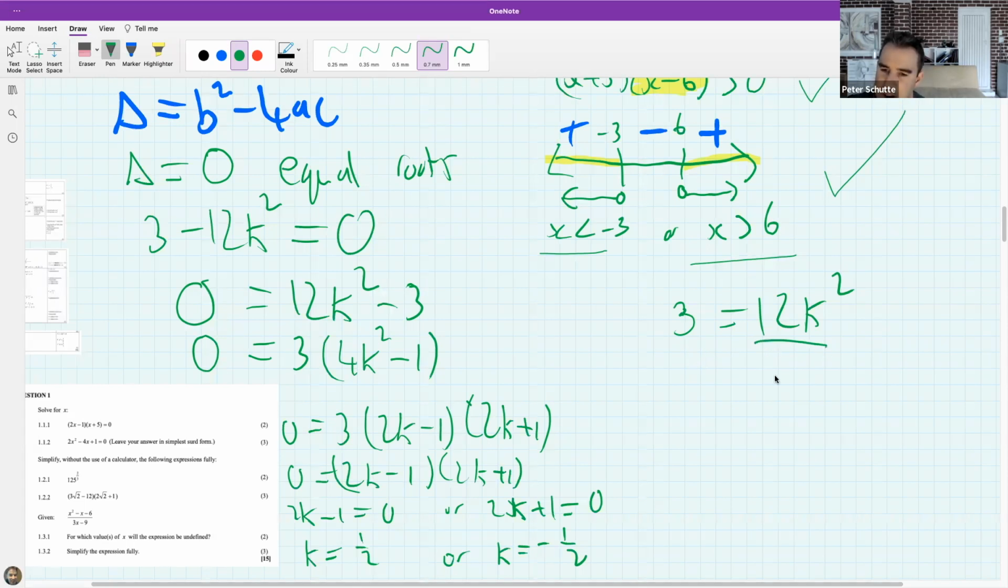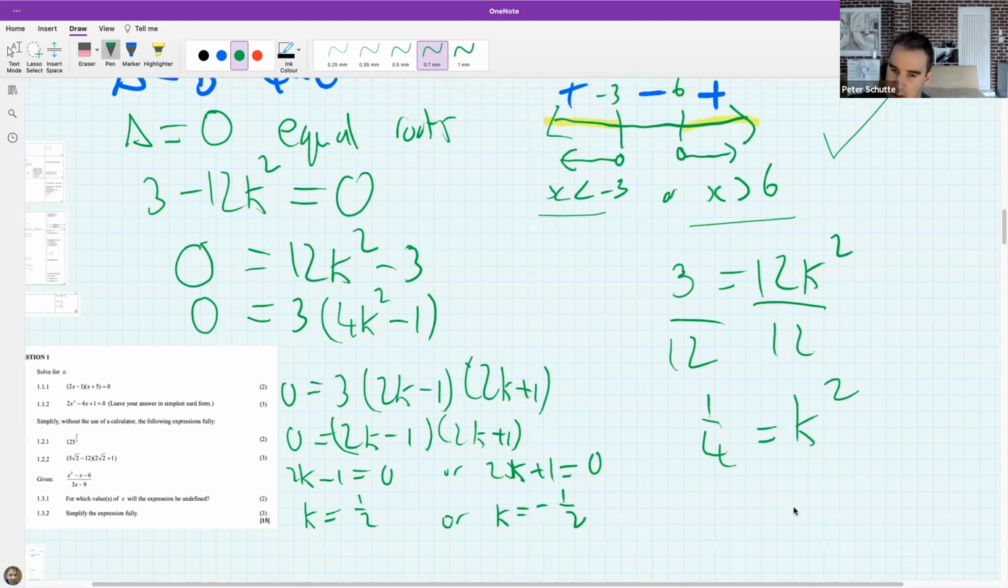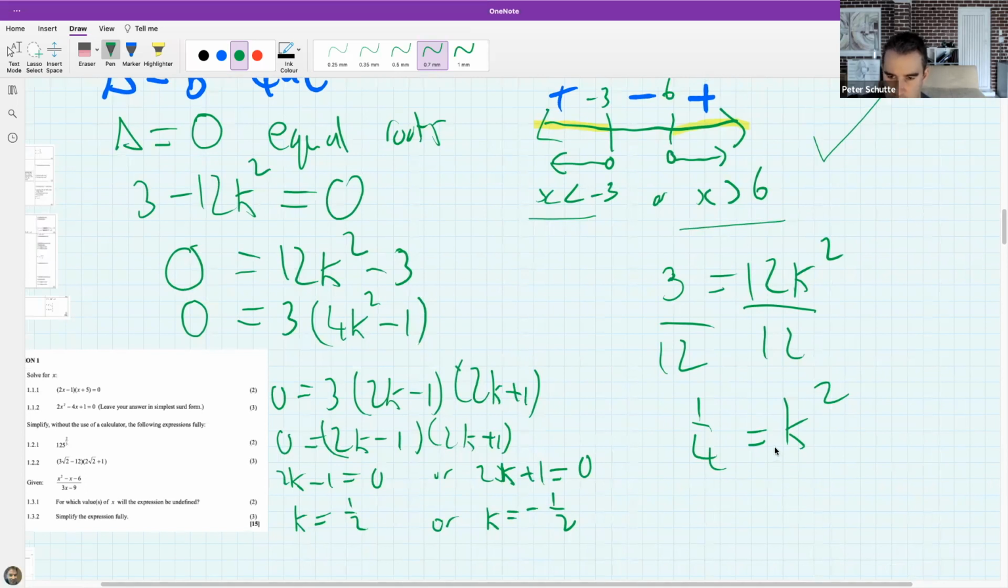So some of you might have divided by 12, in which case you get a quarter equals k squared. And then if you square root both sides, you get k, which equals plus or minus a half.